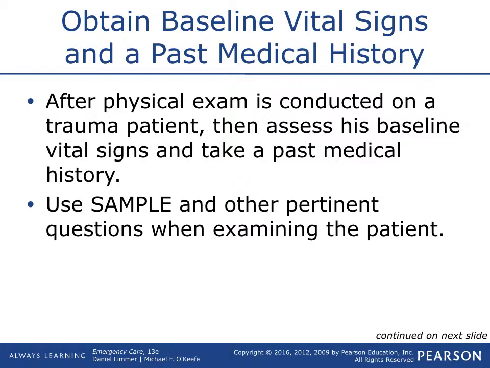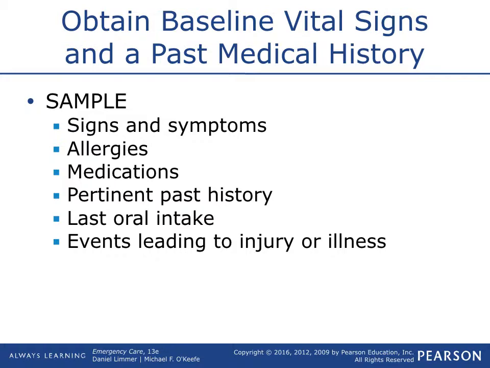After the physical exam is conducted on a trauma patient, then assess baseline vital signs and take a past medical history. So again, after the physical exam, you go through the primary exam, and then assess baseline vital signs and take the past medical history. So start with your SAMPLE, going back to the medical side. So there you go, same thing. Signs and symptoms, allergies, medications, pertinent past medical issues, last oral intake, and events leading to the injury. Sorry if I said that too fast, it may not have recorded.